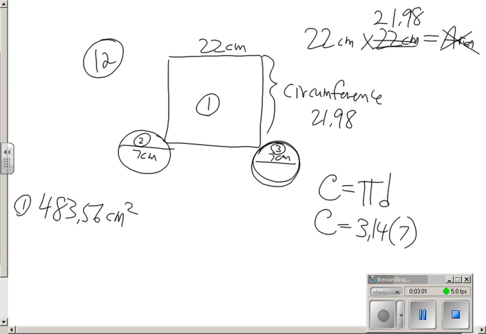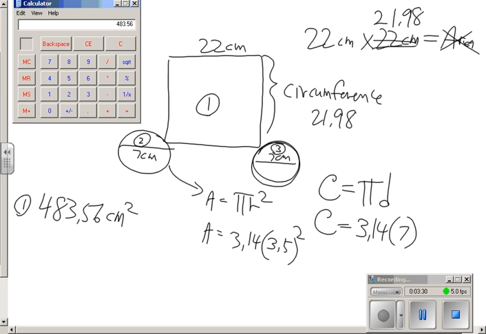Now, if I get the area for 2, obviously if I double it, that will give me 2 and 3. So I have to know the area of a circle, and the area of a circle is pi multiplied by the radius squared. Well, in this particular circle, we don't have the radius written, but we know that 3.14 is the pi, and the radius is half the diameter, so it's 3.5 squared. So what is 3.5 times 3.5? And it tells me it's 12.25.